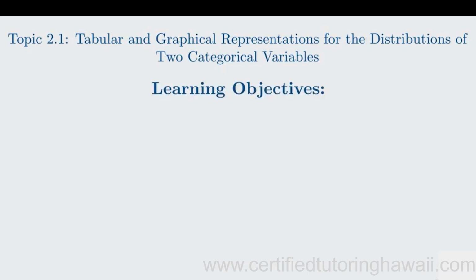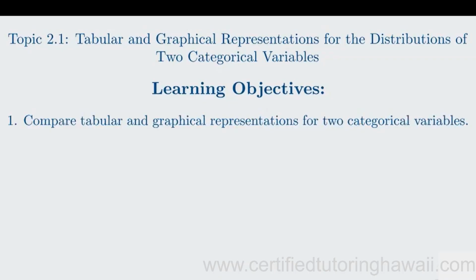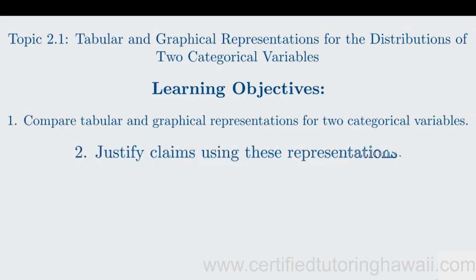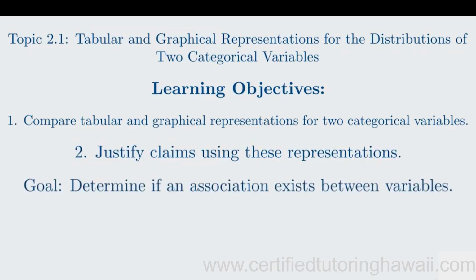Welcome to AP Statistics. Today we are diving into topic 2.1, where we explore how to represent and analyze the relationship between two categorical variables. Our learning objectives are, first, compare tabular and graphical representations for two categorical variables, and second, justify claims using these representations. By the end of this lesson, you will be able to interpret two-way tables and various types of bar charts to determine if an association exists between variables.